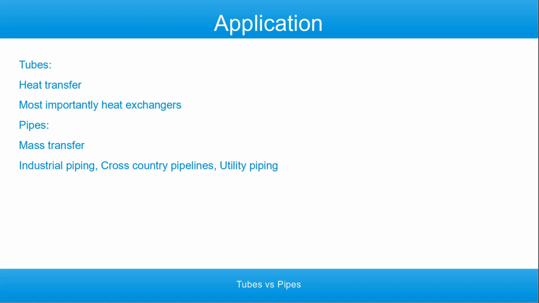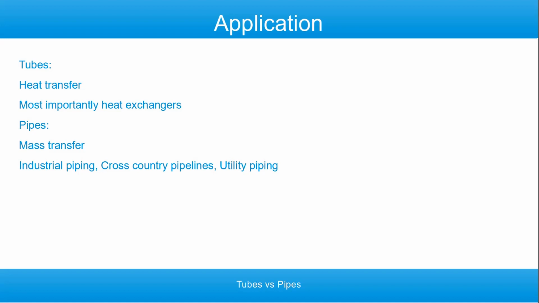in industrial practices. Any tube will be part of a heat exchanger, a shell and tube heat exchanger, or an air preheater, or a boiler tube. The main application of tube is to do heat transfer. It is to transfer of heat from one medium to another. Most importantly, heat exchangers. And the application of the pipe is mass transfer.